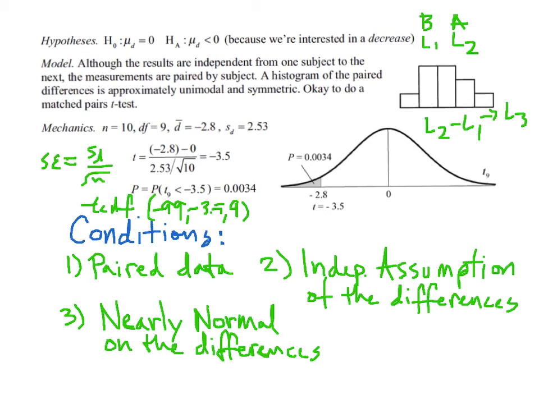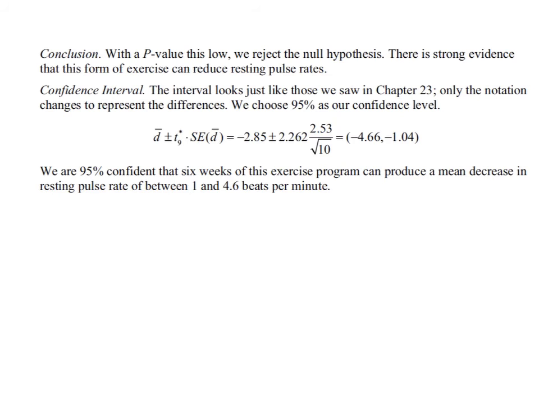So the conclusion and the confidence intervals are the same as you would do in Chapter 23. So let's take a look at those. It's a statement about the null. Strong evidence that this form of exercise can reduce resting pulse rates among this group of people. If we wanted to be more broad, then we'd have to take a random sample of more people.